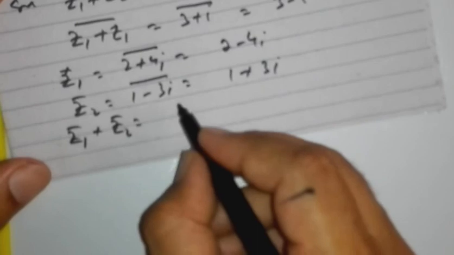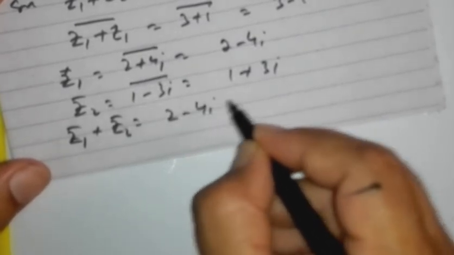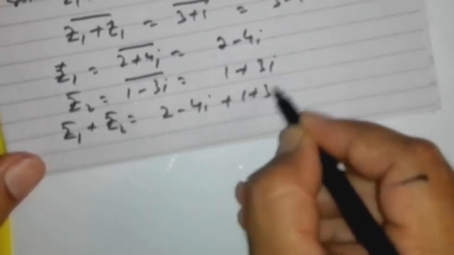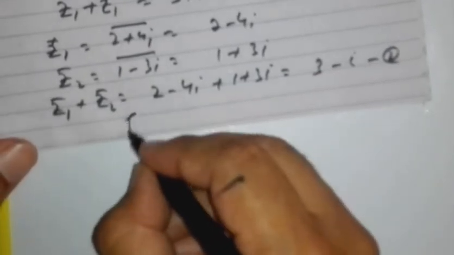Now add z1 conjugate plus z2 conjugate. z1 conjugate value is 2 minus 4 iota and z2 conjugate value is 1 plus 3 iota. 2 plus 1 we get 3 and minus 4 plus 3 iota we get minus iota. So look, this is 1, this is 2. 3 minus iota, 3 minus iota. So from 1 and 2 it is proved that z1 plus z2 whole conjugate equals z1 conjugate plus z2 conjugate. Question number 5, part 2, try by yourself.